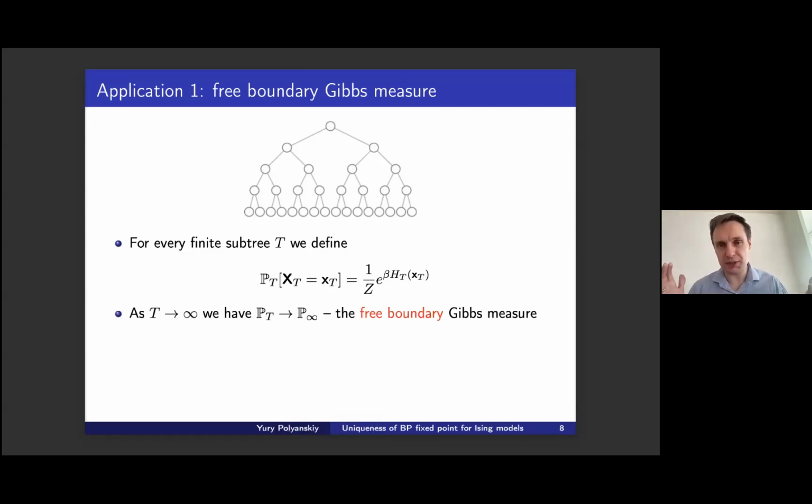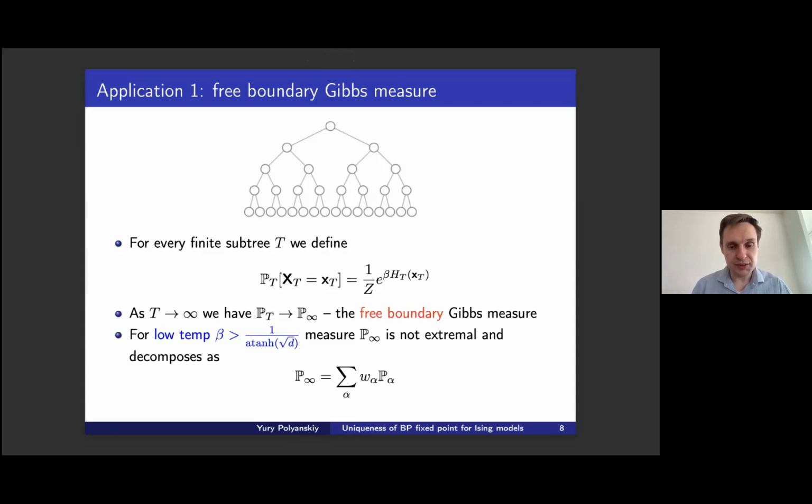So I started by saying that when you're in the very high temperature regime, there is only one Gibbs measure. Once you're in the medium temperature regime, there are multiple. So the question is, which one is interesting? I'm saying that let's consider the free boundary Gibbs measure. In the questions that I'm going to talk about, this is a natural choice.